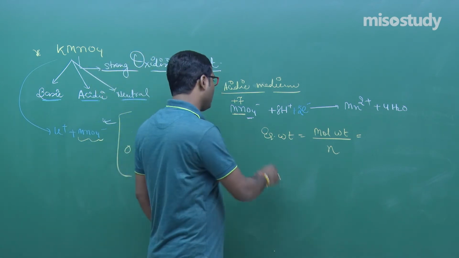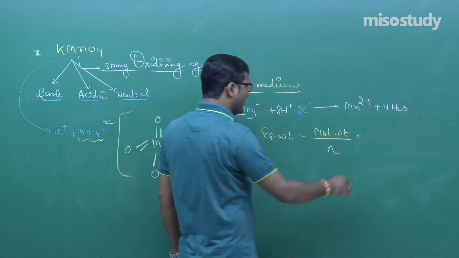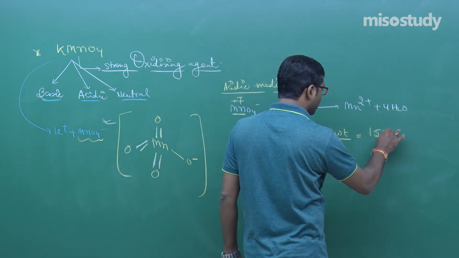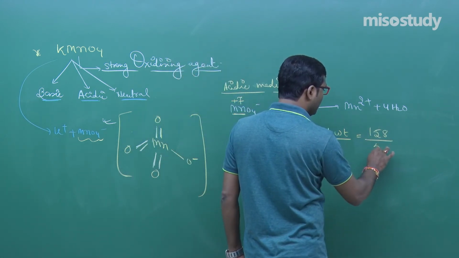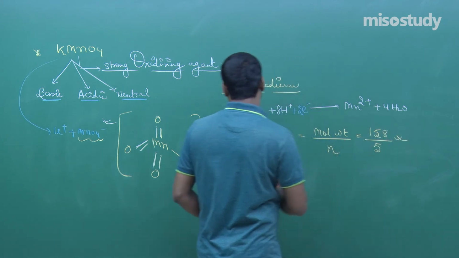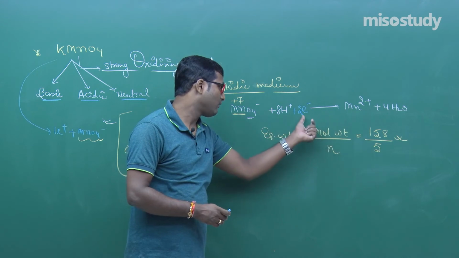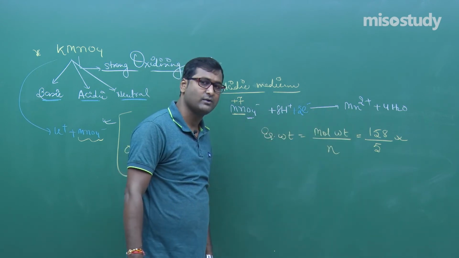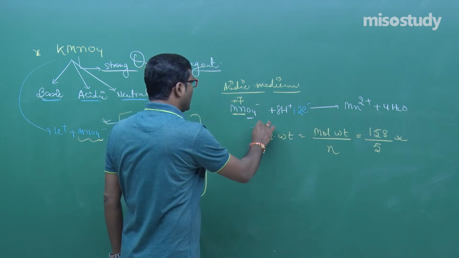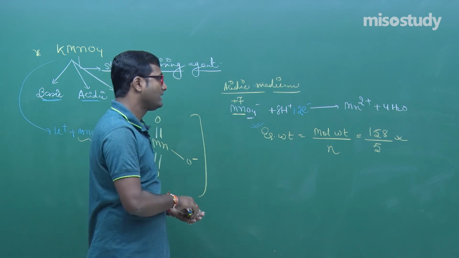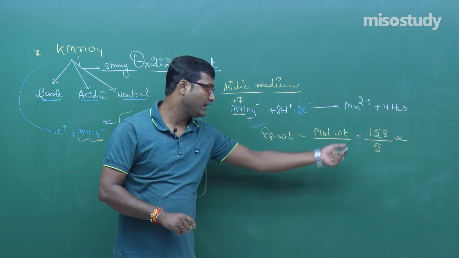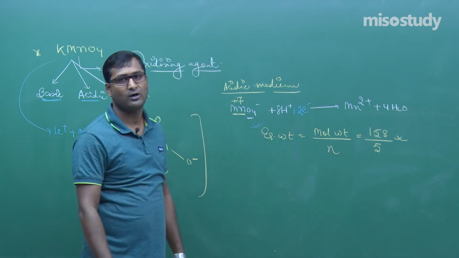What is the molar weight of KMnO4? It is around 158, I think, and N is equal to, my friend, 5. You can find the equivalent weight easily, and N is equal to 5 here, the change in oxidation state. So the equivalent weight of KMnO4 in acidic medium is 158 upon 5.